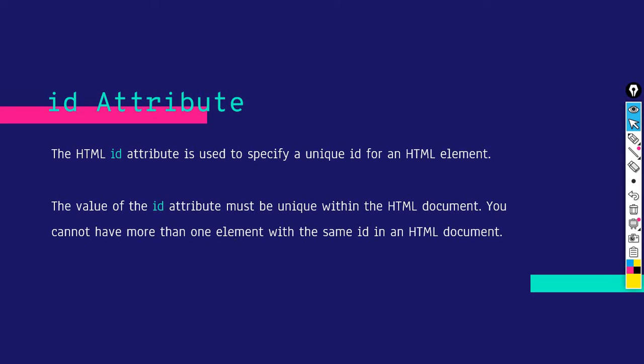We've seen the start attribute in the previous discussion. Now we're going to introduce another attribute, which is the ID attribute. So the HTML ID attribute is used to specify a unique ID for an HTML element. The value of the ID attribute must be unique within the HTML document. You cannot have more than one element with the same ID in an HTML document, and you must remember that.